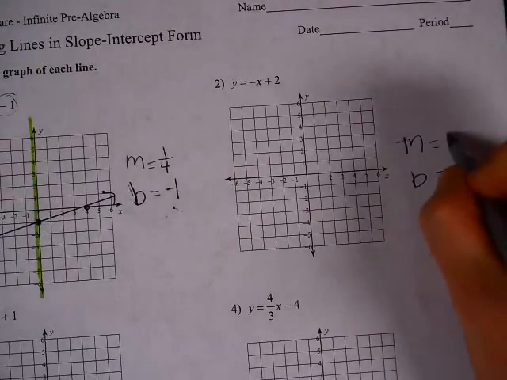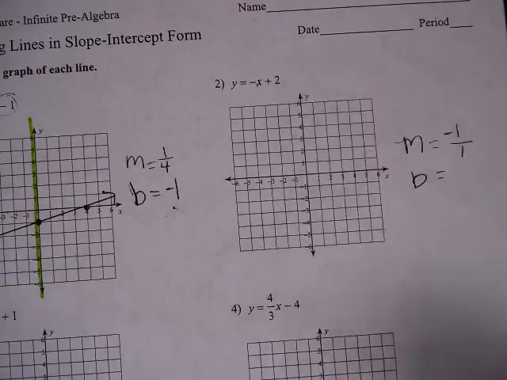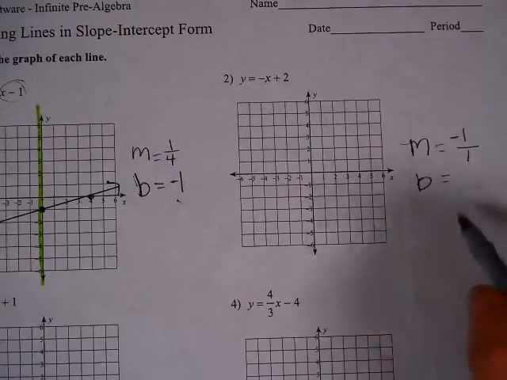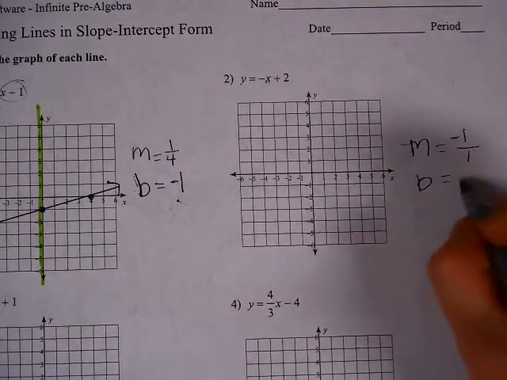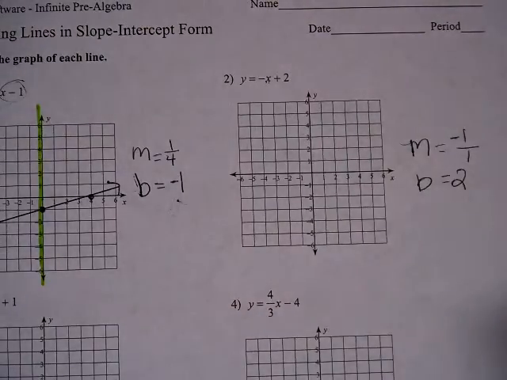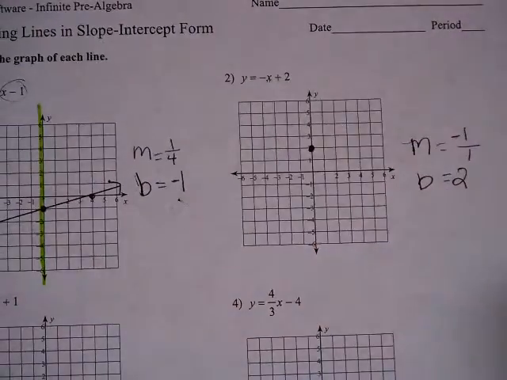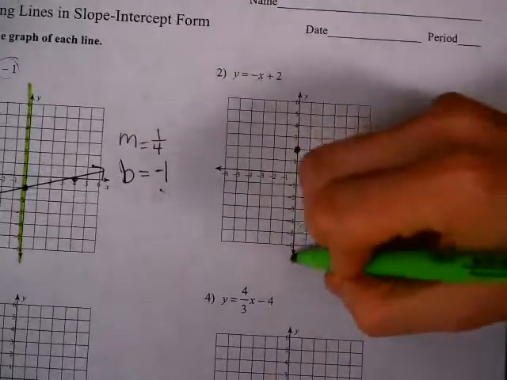And we want to write it always as a fraction. So -1, you have to put it over 1. And it happens that it's a +1 that we put it. And then the B, or the y-intercept, is 2. Okay, so we locate 2, put a dot where it's on our y-axis.